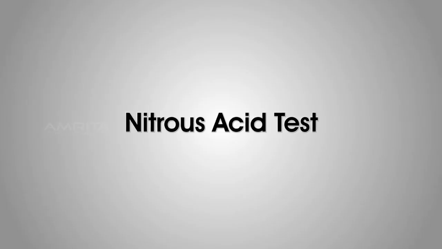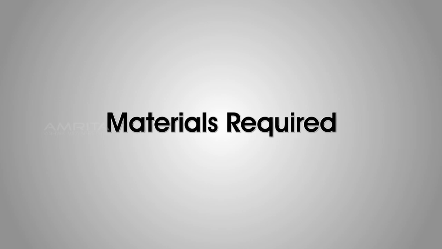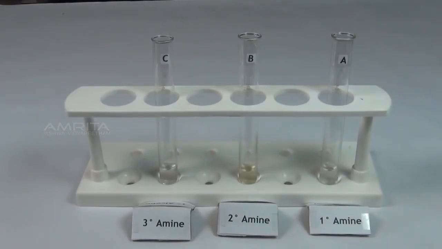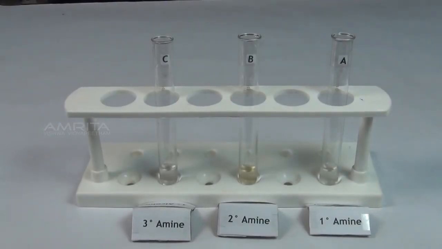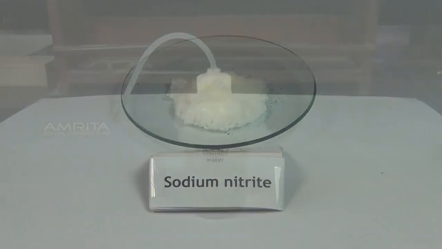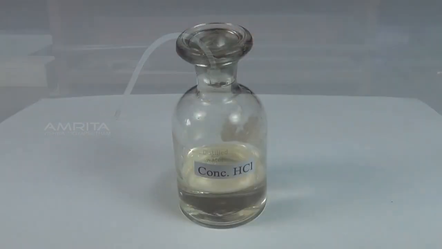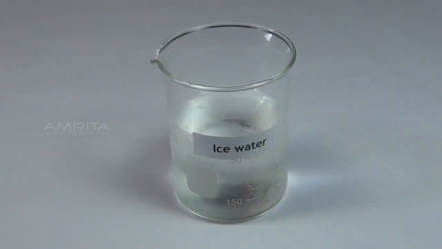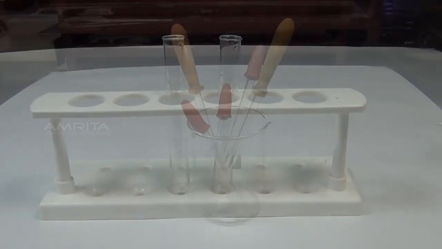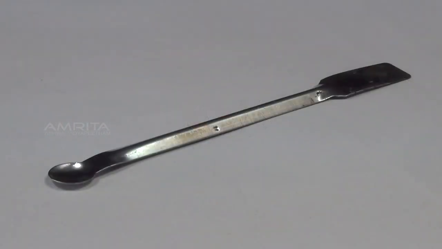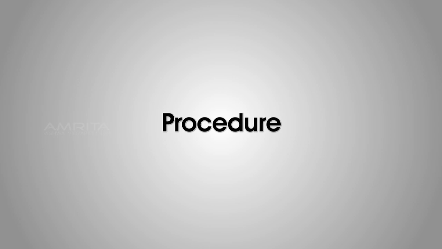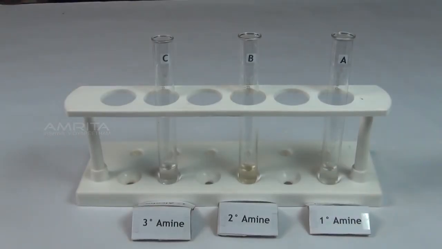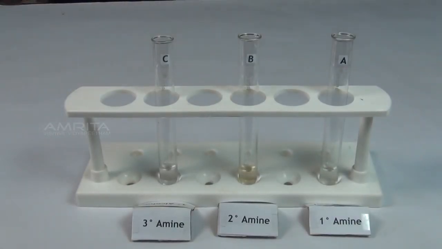Nitrous acid test. Materials required: primary, secondary and tertiary amines, sodium nitrite, distilled water, concentrated hydrochloric acid, ice-cold water, test tubes, droppers and spatula. Procedure: take small quantities of primary, secondary and tertiary amines in test tubes A, B and C respectively.